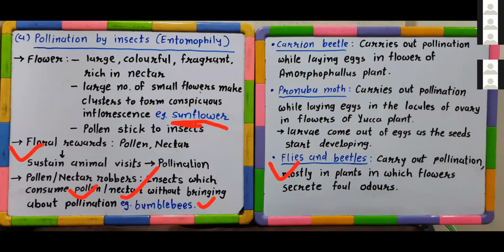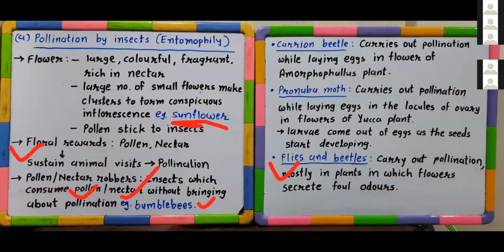In some species, the floral reward may be something else other than the pollen and nectar. The plant may be providing safe places for oviposition, that is egg laying. Have a look at it. In some species, the floral rewards are in the form of providing safe places to lay the eggs. The classic example is the tallest flower called Amorphophallus, having 6 feet height.